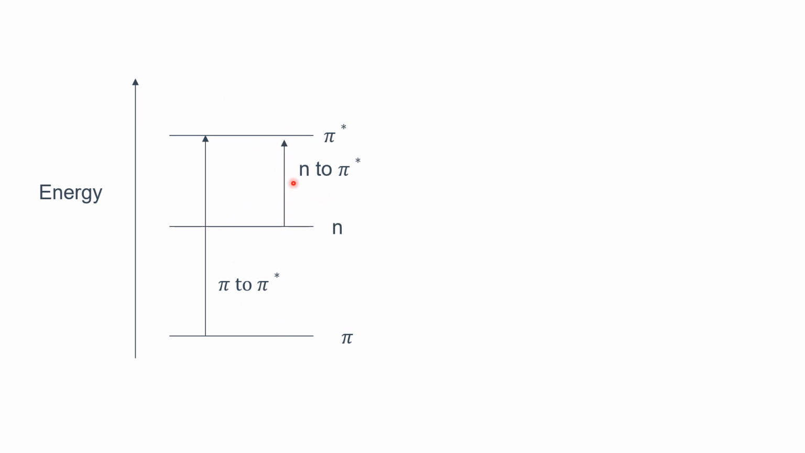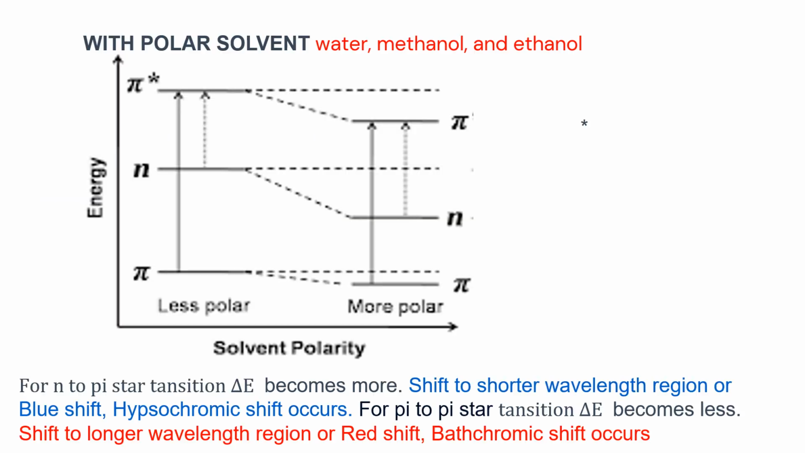We can see the delta E, which is nothing but the higher energy level minus the lower energy level, is comparatively less. And when we talk about polarity, we should understand this concept first. The non-bonding orbital is most polar, and after that the anti-bonding pi star orbital, and then it is followed by the bonding pi orbital. So this is the order of polarity. This has to be understood first in order to understand the solvent effect.